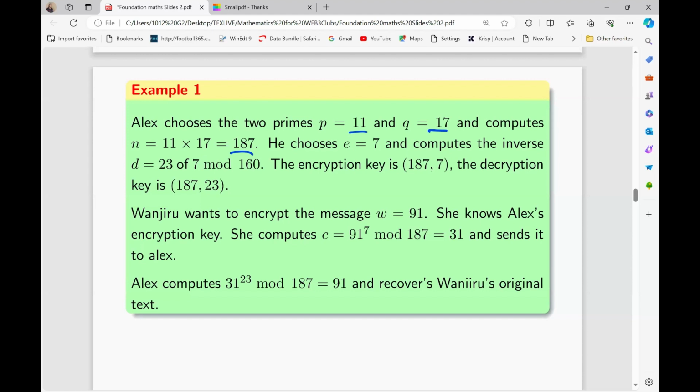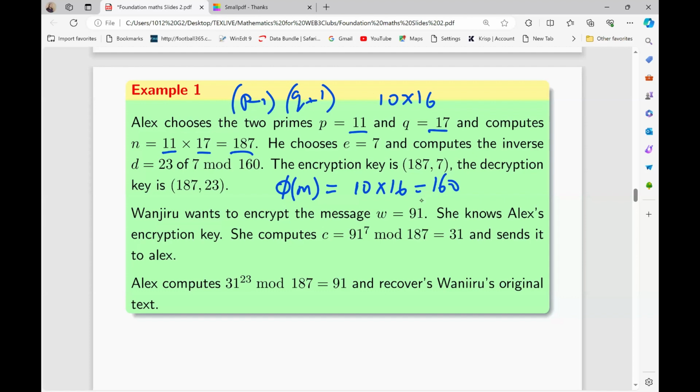And then Alex will choose a number that is relatively prime to phi of n. In fact, Alex will want to compute what phi of n is. Phi of n is 10 times 16, which is 160. Because these are 2 prime numbers, phi of n is just p minus 1 multiplied by q minus 1. So the p for Alex is 11, minus 1 will be 10, and then this other one minus 1 will be 16.